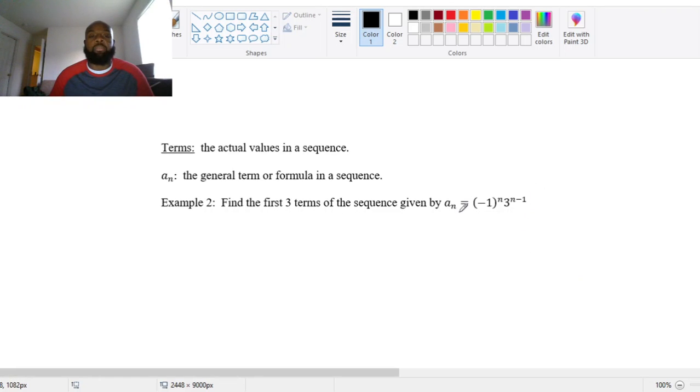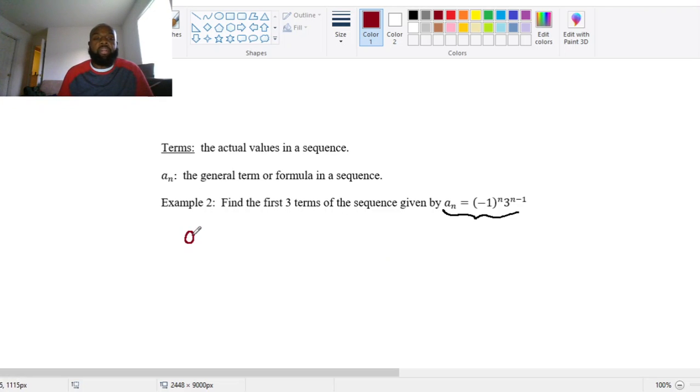And so this a sub n is what I'm calling the general term, or the formula that represents that sequence, right? So since we're given this, we can actually use it to help us come up with the numbers that are in our sequence, right? So it says find the first 3 terms of your sequence. Well, what I'm going to do is remember that my sequences are like a function. I input my positive integers, right?